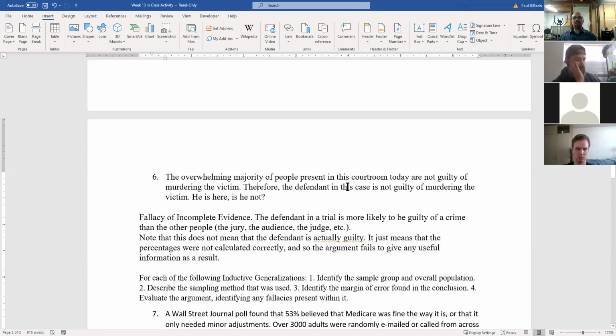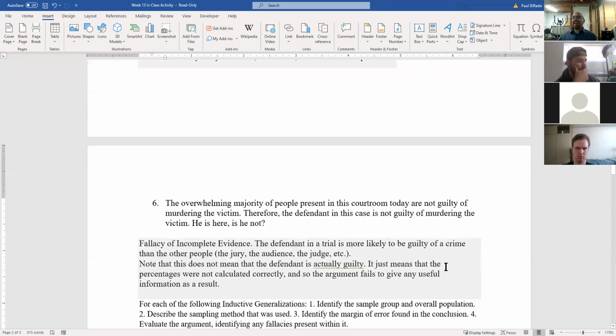I mean, maybe you could do something like what percentage of all defendants are guilty of crimes. Maybe you could do that. That would at least be meaningful information. This just isn't meaningful information at all. This statistic does not apply to the particular case, and so the argument just gives us no useful information.